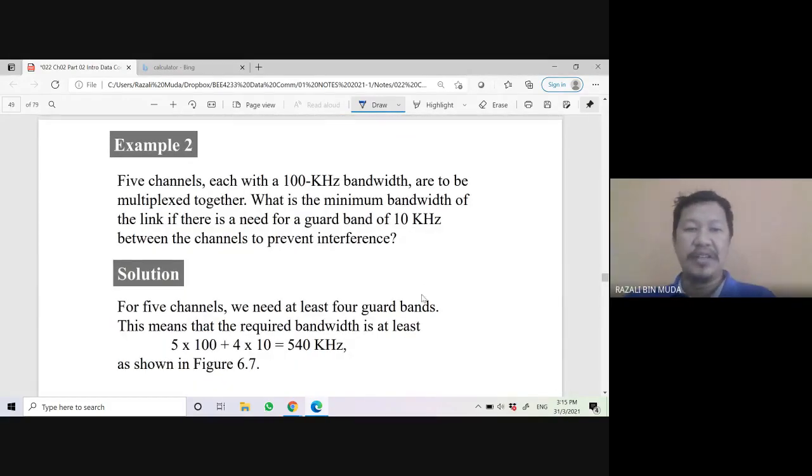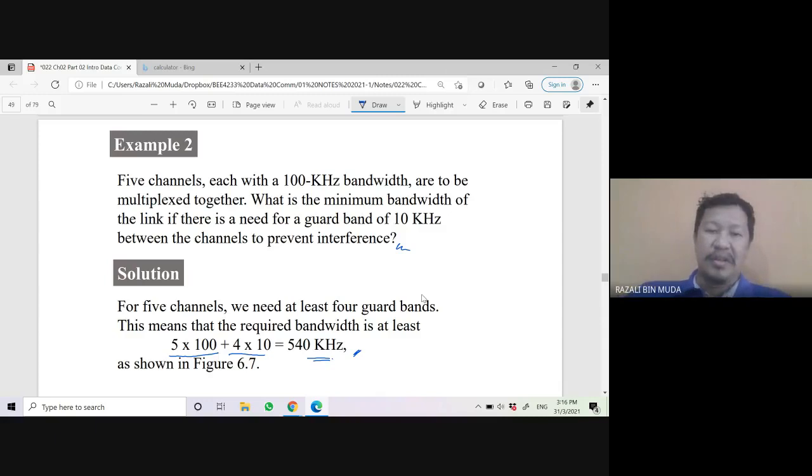Example 2, 5 channels each with 100 kHz bandwidth are to be multiplexed together. What is the minimum bandwidth of the link if there is a need for a guard band of 10 kHz between the channels to prevent interference? Okay. Solution, for 5 channels, we need at least 4 guard bands. This means that the required bandwidth is at least 5 multiplied by 100 kHz. This is for the channels. And 4 for the guard bands, 4 of 10 kHz. So total is 540 kHz.